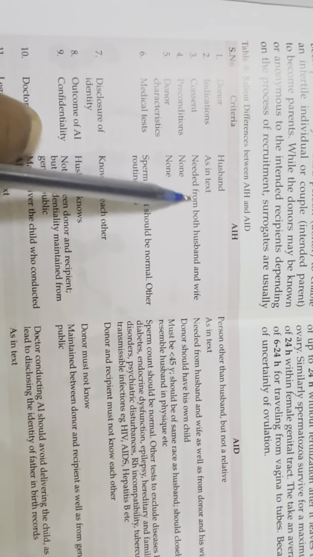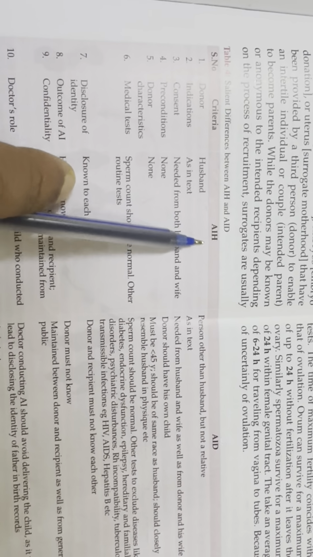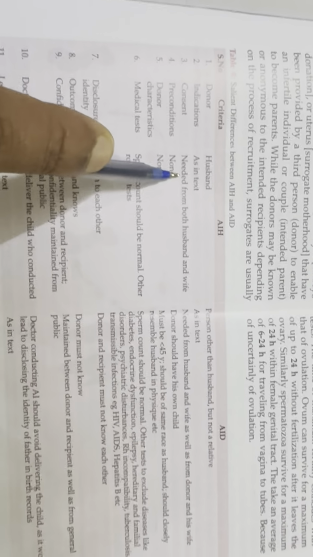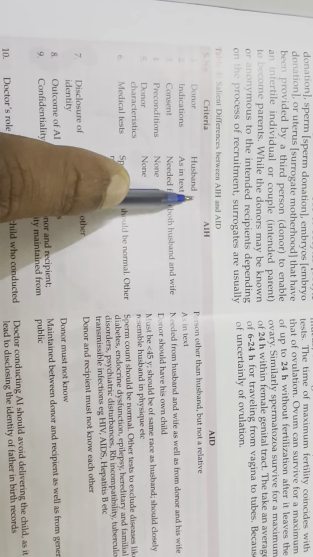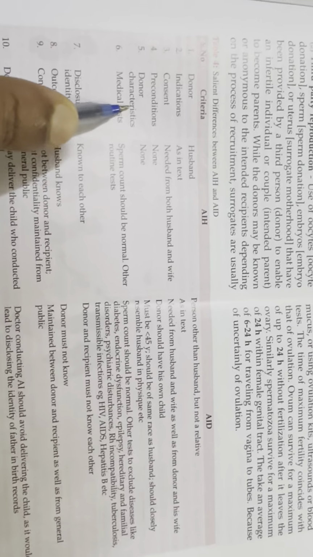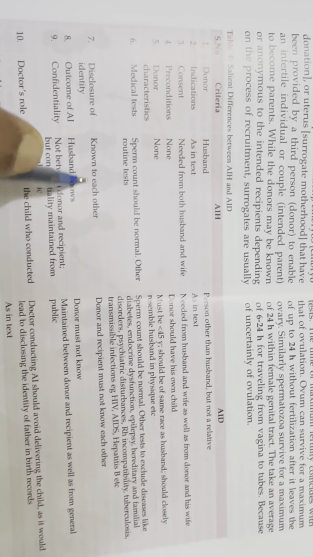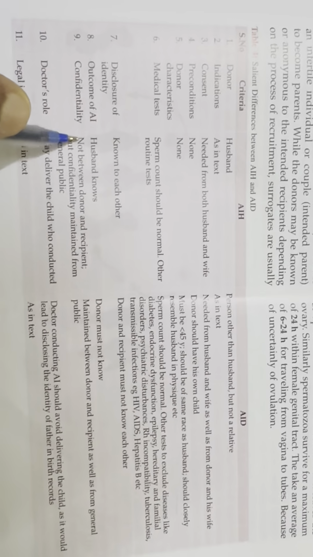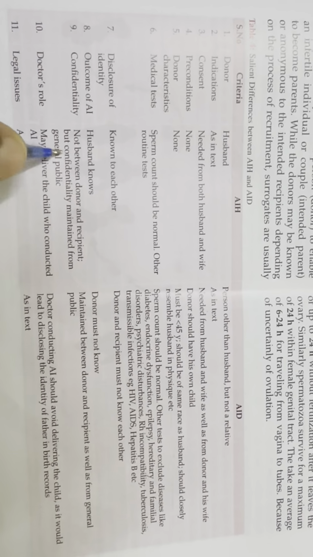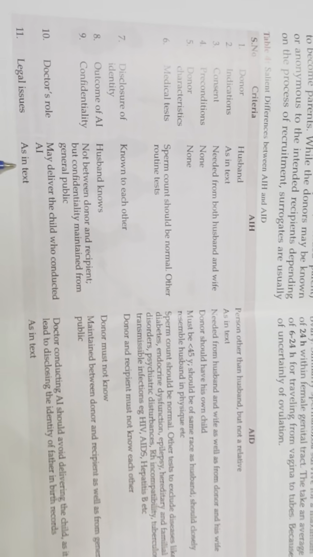Difference between artificial insemination homologous and artificial insemination donor. Artificial insemination homologous, or husband: consent is needed from both husband and wife, a precondition, and the donor undergoes a medical test. The sperm count should be normal, with other tests as well. The identity is disclosed and known to each other. Outcome: the husband knows; confidentiality is not between donor and recipient, but is maintained from the general public. The doctor who conducted the artificial insemination may deliver the child.